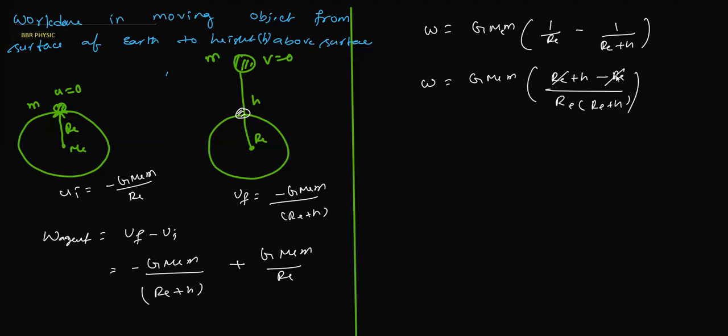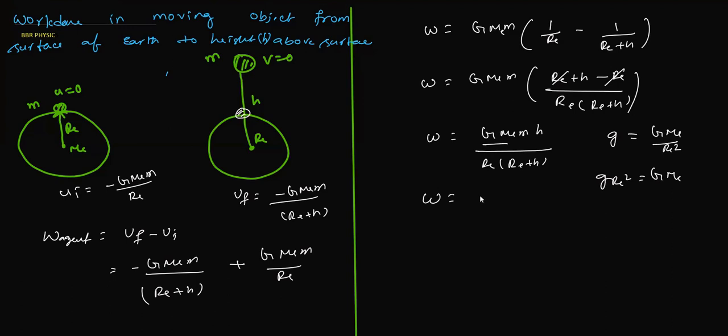So plus RE minus RE will get cancelled. So the work done by the agent can be written as GMEMH divided by RE into RE plus H, which we got here. And we learned that small g equals GME by RE square, so GME can be written as gRE square. In the place of GME, we are going to substitute this value. So work done can be written as gRE square m into H divided by RE into RE plus H.